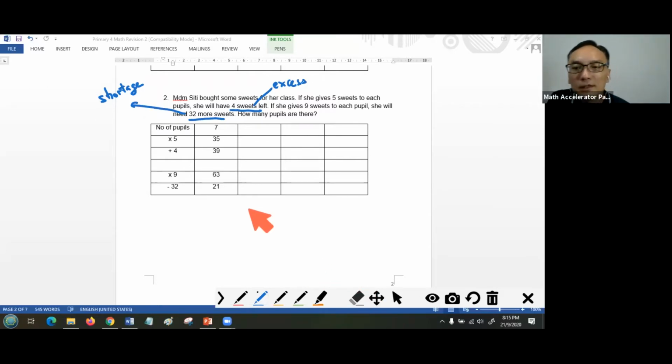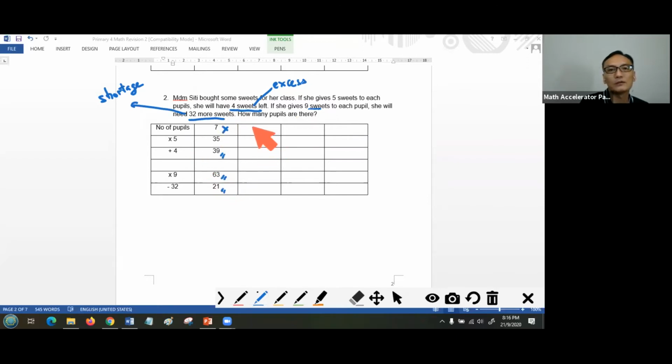So now, let's try to solve this question. So we have 7 times 5 is 35. Yeah, we are doing excess and shortage. So yeah, thank you, Rania, for asking the question. So we have 35, and since there is an excess, we add 4, then we get 39. Next, 7 times 9, because you give 9 sweets, right? So 7 times 9 is 63. So 63 minus 32, you minus the shortage, you get 21. Since these two numbers are not equal, this is not the right combination.